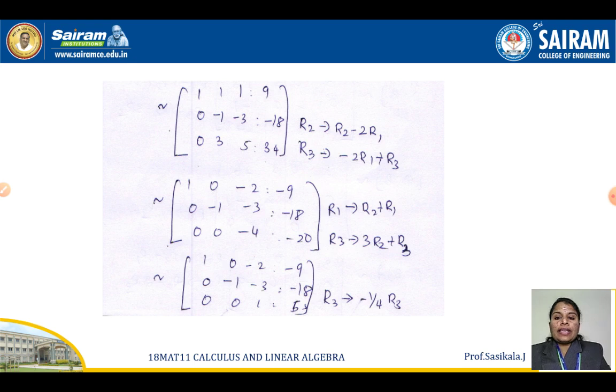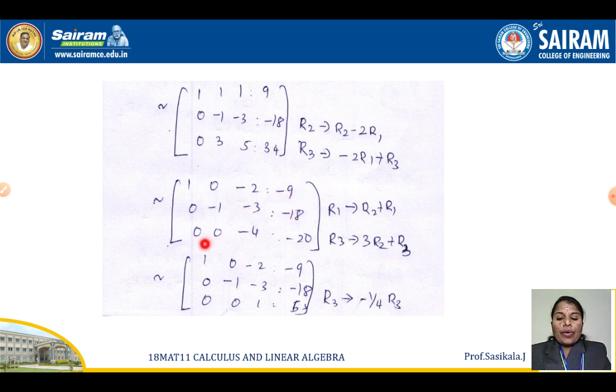To make the second element 0, what I did, R1 implies, just add R2 plus R1, this also will convert. So now 1, and minus 1 plus 1 will be 0, minus 2 plus 1 will be minus 3 plus 1 will be minus 2, then minus 18. So I'll get here minus 18 plus 9 will be minus 9.